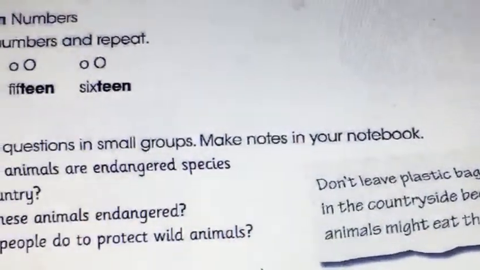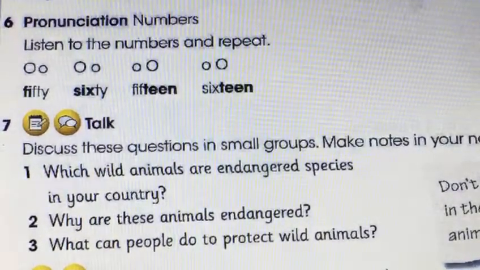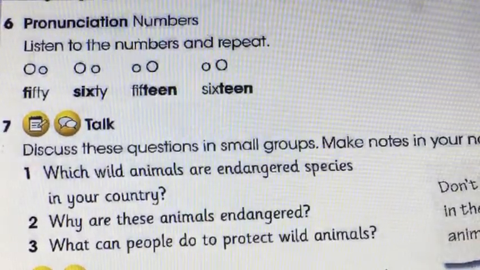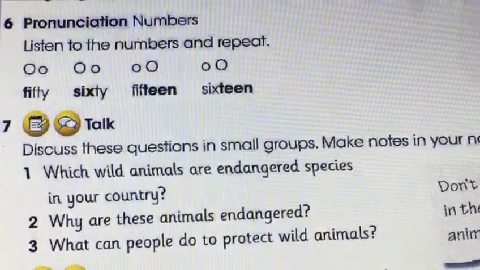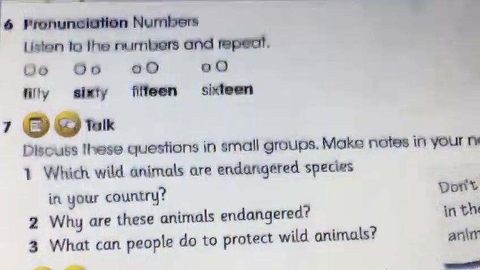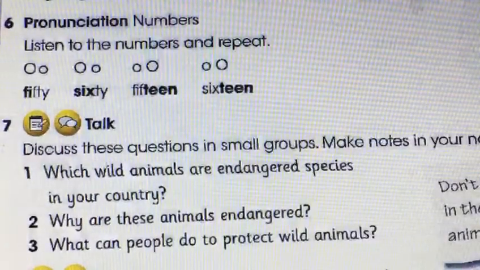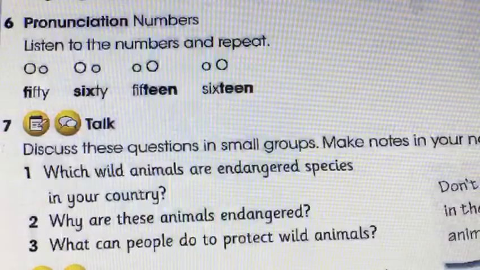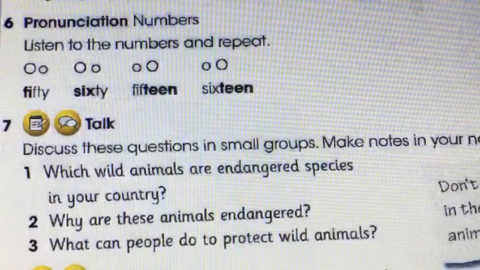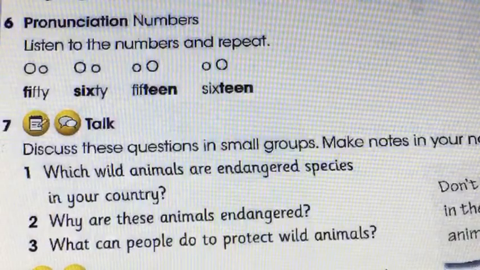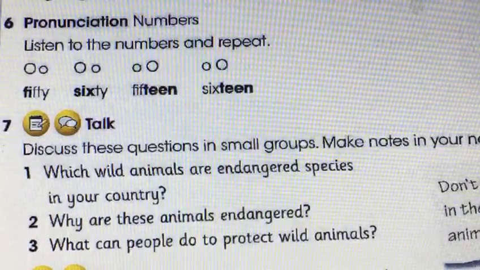For Exercise 7, I want you to note that we have 3 questions. What are the 3 questions? Look with me. Number 1, which wild animals are endangered species in your country? Endangered species are about to be extinct. We won't have any of them after a short time. Number 2, why are these animals endangered? What is the reason for them to be endangered?